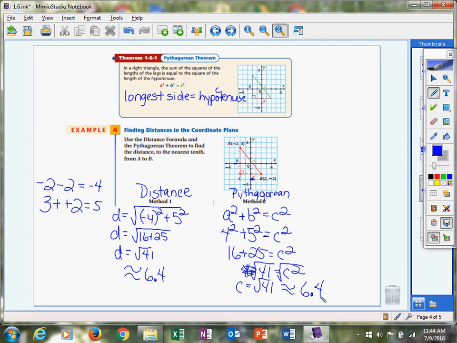So I've just shown you 2 methods you could employ. You could just do the distance formula, or you could create a right triangle and use the Pythagorean theorem to help you find the length of that segment. So it's really up to you to decide how you want to tackle that. Okay? So any questions for me, write them down. Let's practice this in class tomorrow.